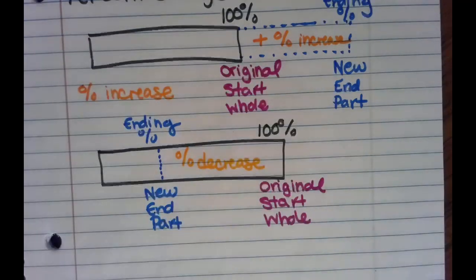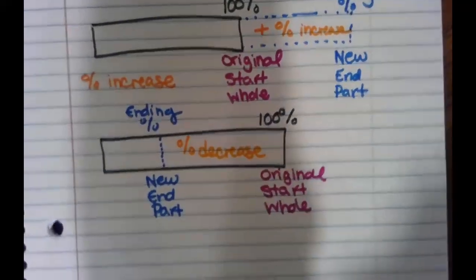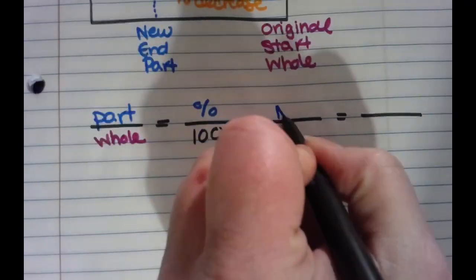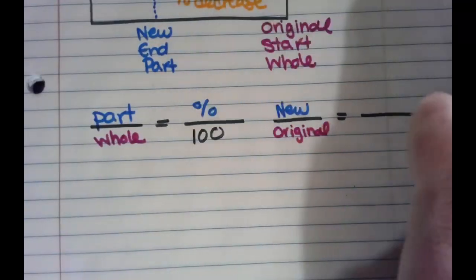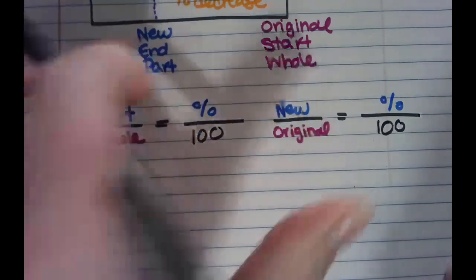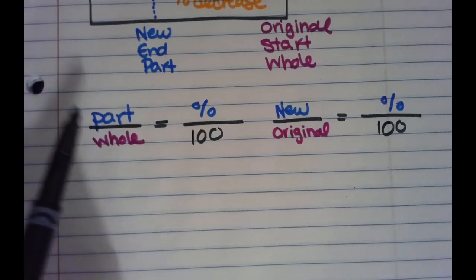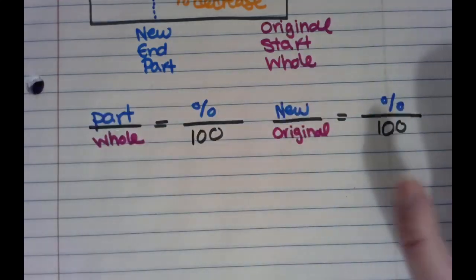We also need to be able to set up a proportion to solve some of these, okay? We've done a proportion before, part over whole equals percent over 100, so I'll write that. Now we can use some other words, same thing, right? I could say new over original equals my ending percent over 100. It's the same thing, remember, because the new and the part are the same thing, the original and the whole are the same thing. This is how we can set up any of these problems. And the cool thing is if we know two of them, we can solve for the third. Okay, so let's take a look at some problems.